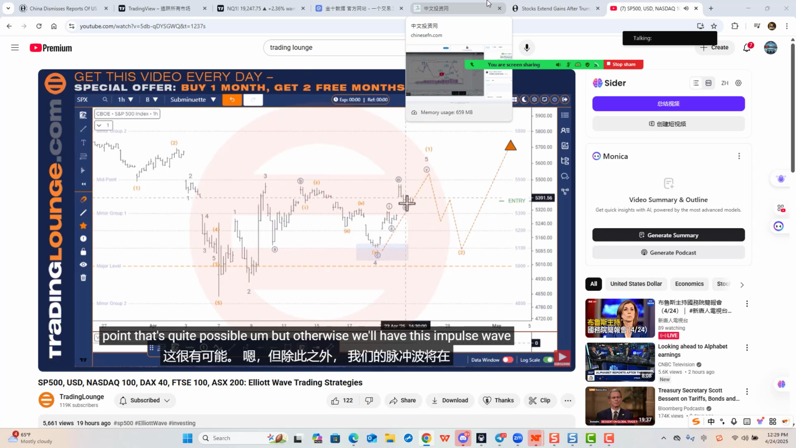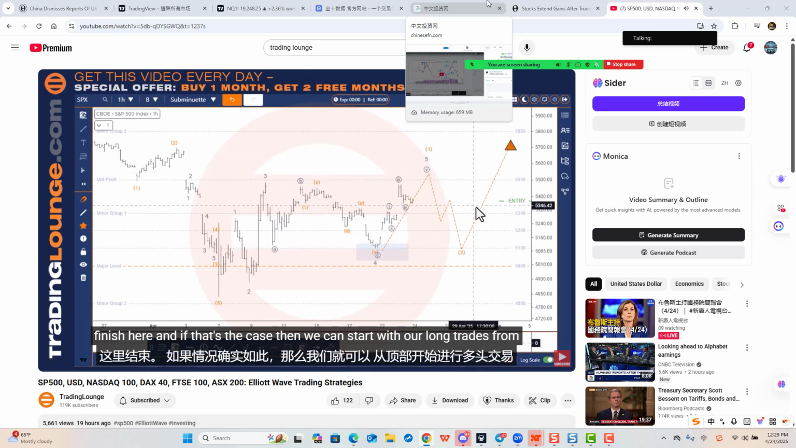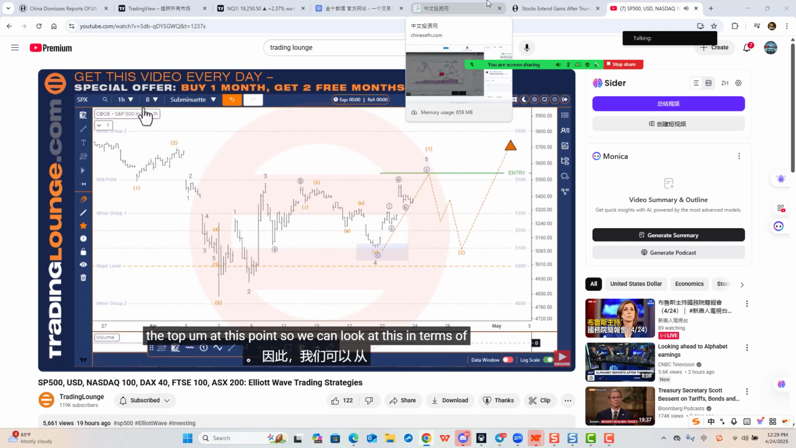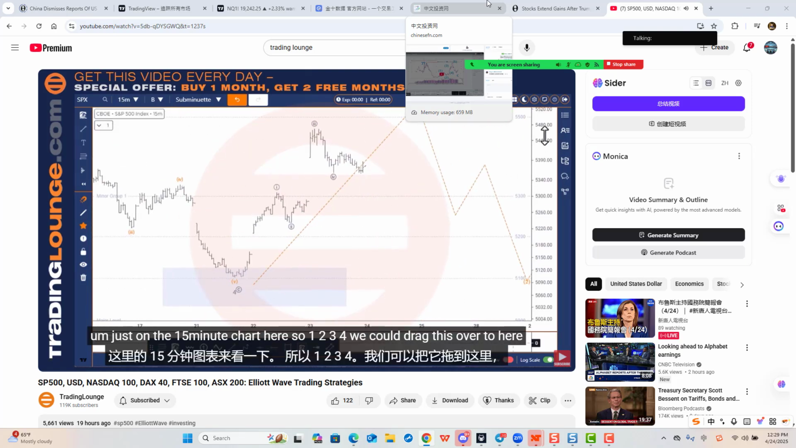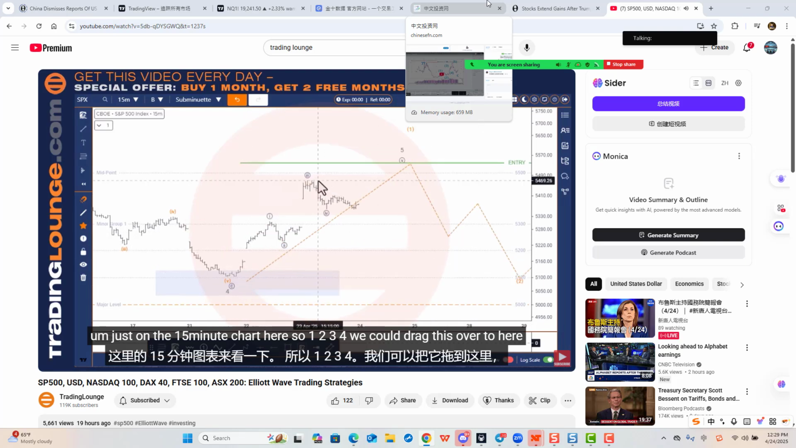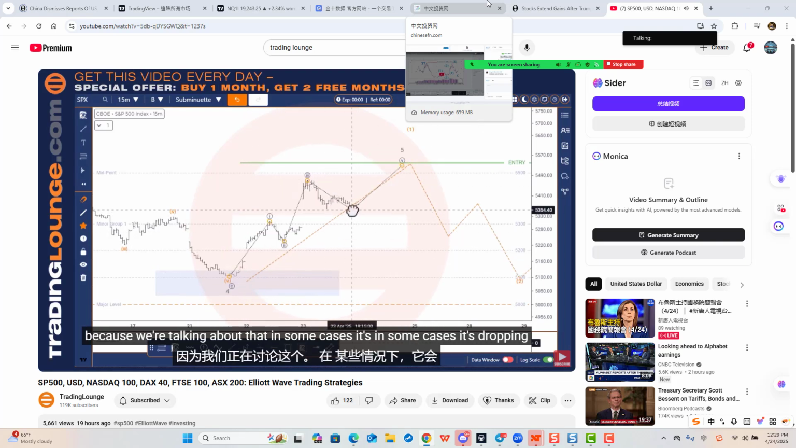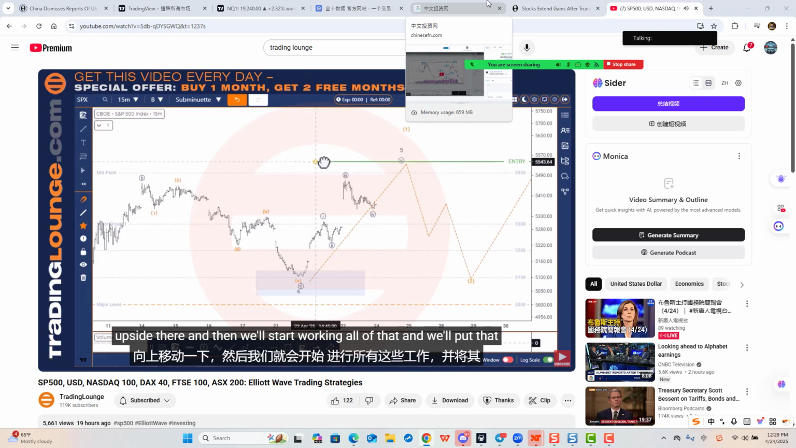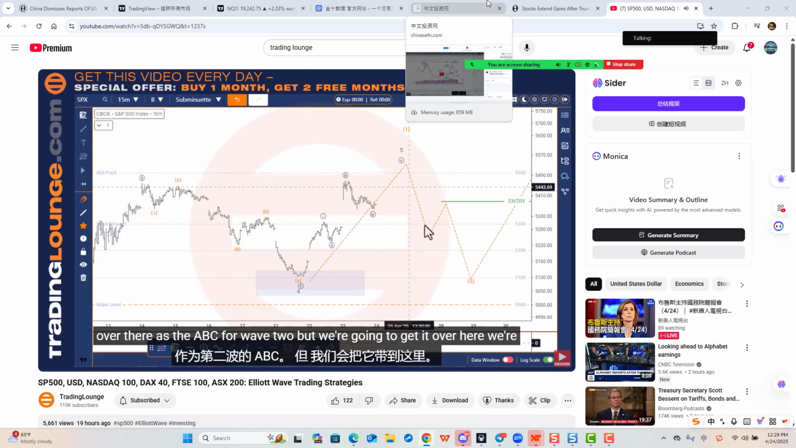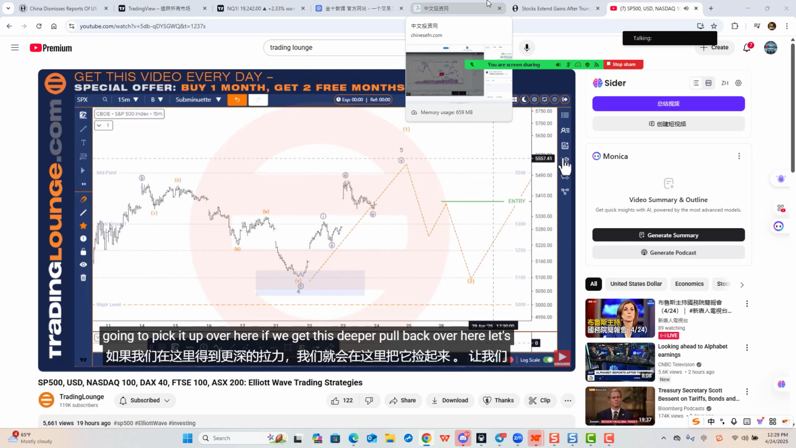But otherwise we'll have this impulse wave finish here, and if that's the case, then we can start with our long trades from the top at this point. So we can look at this in terms of just on the 15-minute chart here. So 1, 2, 3, 4. We could drag this over to here because we're talking about that. In some cases it's dropping below. In other cases it's not. But still need another little move to the upside there, and then we'll start working all of that, and we'll put that over there as the ABC for wave 2. But we're going to pick it up over here if we get this deeper pullback over here.